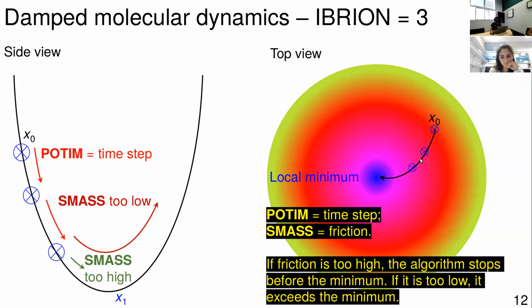So this is your potting. Whenever you apply a potting, it is the time step. So basically it tells you how much you are advancing, okay? And then every time you finish a time step, you again calculate the forces in this point and you follow the forces, okay? And as I said, since we apply a friction that is applied with the friction mass, the important point is that if you put a friction mass that is too high, then you will stop before your minimum. If you put a friction that is too low, then you will just go beyond your minimum, okay?